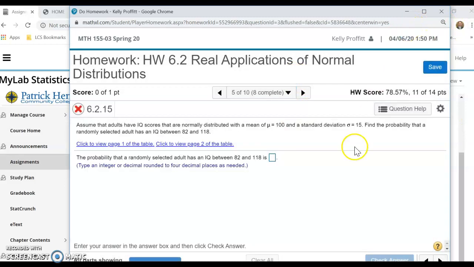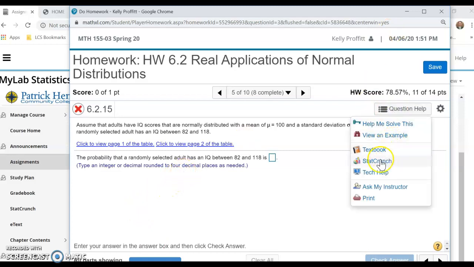We'll move to number 5. Number 5, we still have the same. We're talking about IQ scores. We have a mean of 100 and standard deviation of 15. This time they're asking you for the probability that a randomly selected adult has an IQ score between 82 and 118. Okay, so same deal. We're looking for 4 decimal places.